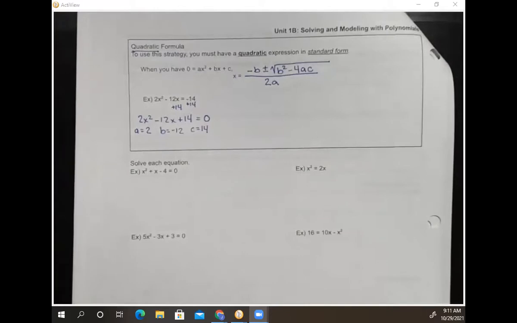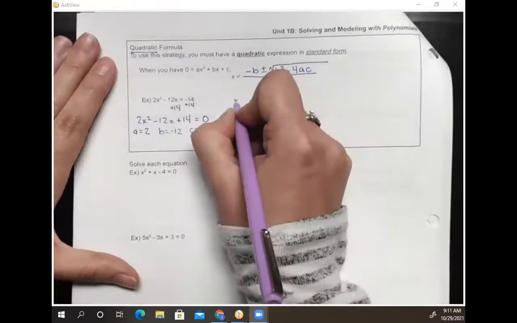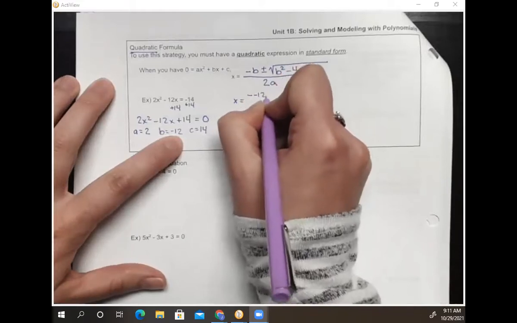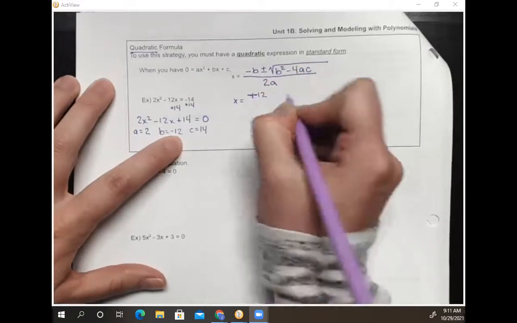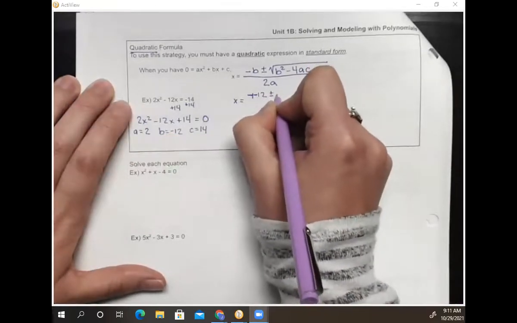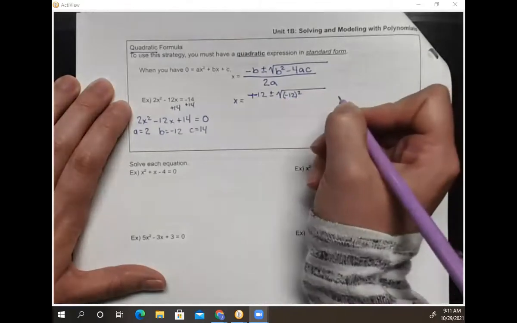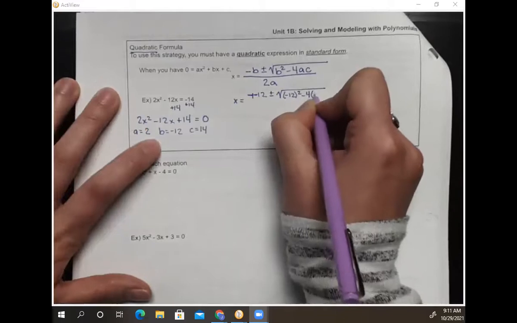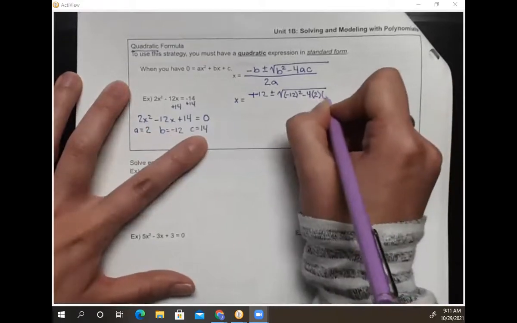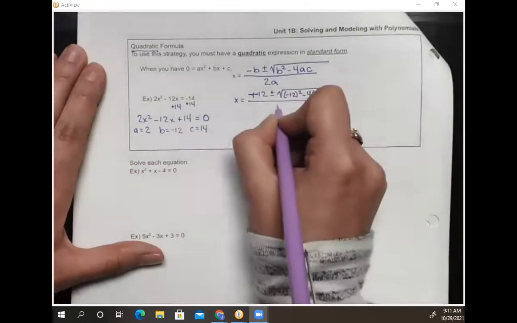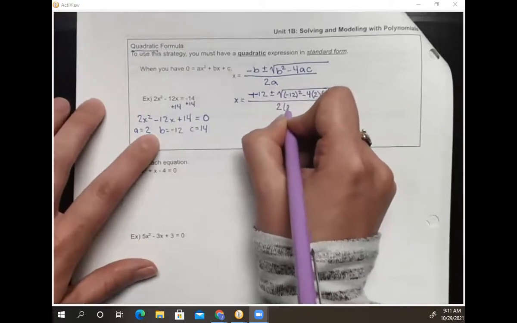Now I'm going to take the a, b, and c that I've identified and plug them into that formula that we wrote. Okay, that's the quadratic formula. So I will have x equals, change the sign on my b value. So my b value is negative 12, change the sign to positive 12, plus or minus the square root of my b value squared minus 4 times a, which is 2, times c, which is 14. And then all of this is divided by 2 times a, which is 2.